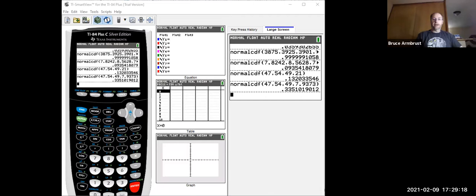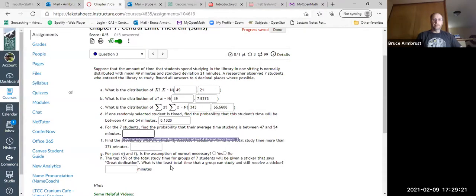Okay, so let me go back over here. So 0.3351. Again, notice that these times are right around the mean. The mean was 49, and we're very close to that. And notice now it's much more likely that the average studying time is in this interval around the mean, because we're looking at a larger group, right? A bigger group makes this more likely. Okay, but again, the key word there was average time.